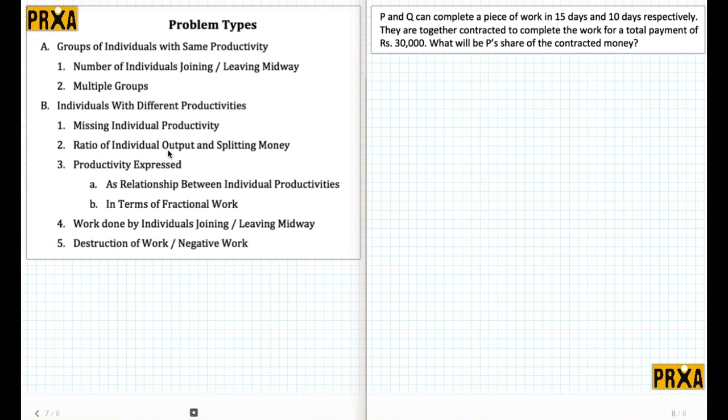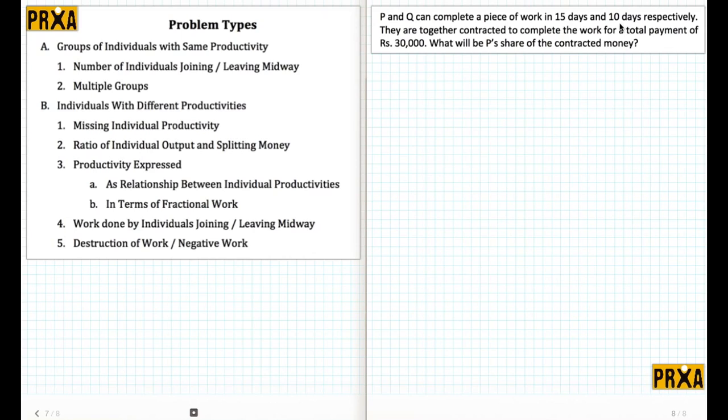Hi friends, welcome back. In this video lesson, we are going to look at the ratio of individual outputs and the problem of splitting money for two individuals having worked on the same job. Now let's look at this problem on the right hand side. It says P and Q can complete a piece of work in 15 and 10 days respectively. So that means P alone can finish the job in 15 days. Q alone can finish the job in 10 days.